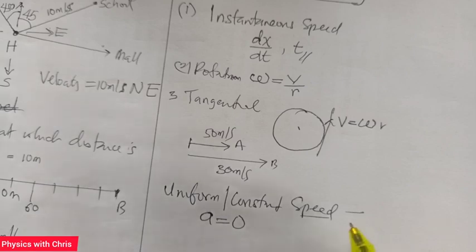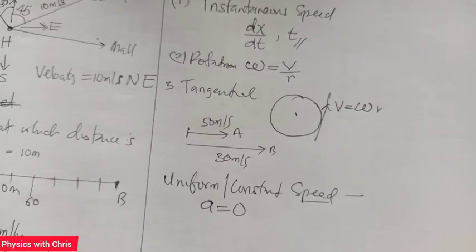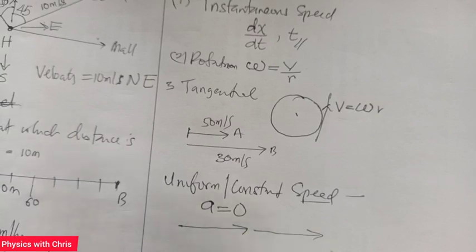Now, in the case of velocity, for the velocity of a body to be constant, it means number one, the magnitude of the velocity must be constant. Two, the direction must be constant, because velocity is a vector quantity. The speed there, or the magnitude of the velocity, represents the speed.